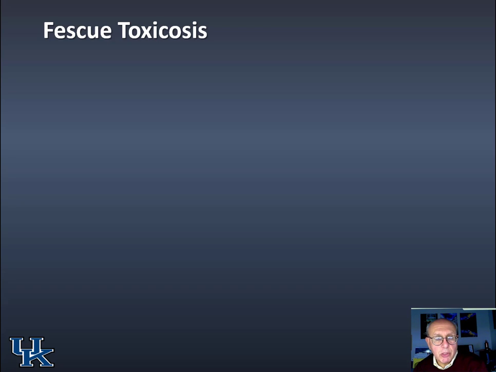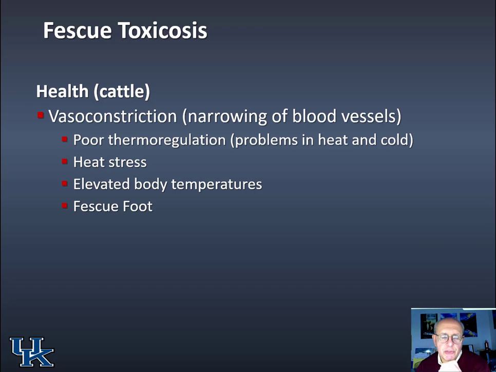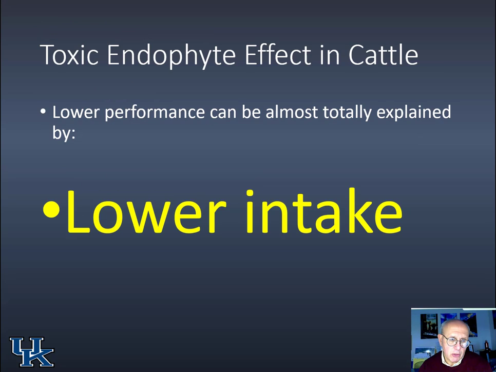I wanted to use one separate slide here to talk about fescue toxicosis and the health effects in cattle. If you talk about the physiological effect in cattle, we've already mentioned this, but it's vasoconstriction, narrowing of the blood vessels. That means that the cow or the ruminant cannot regulate its temperature, or has poor thermoregulation, problems in heat and problems in the cold. Heat stress, elevated body temperatures, obviously in the warm times of the year, and fescue foot in the cold.